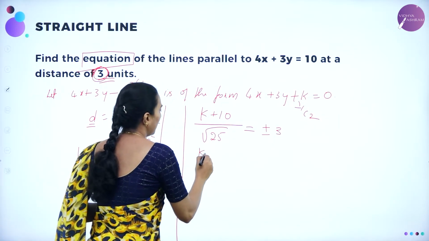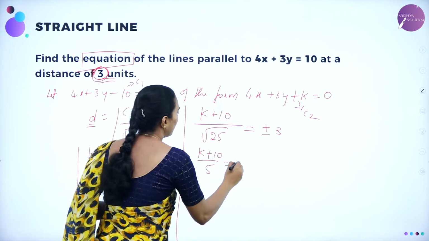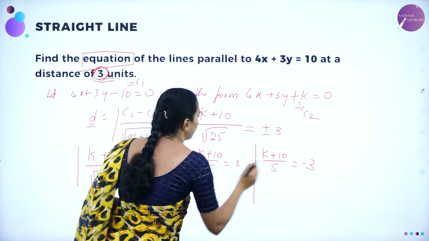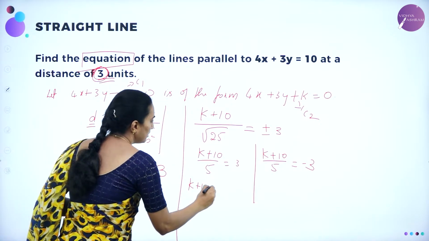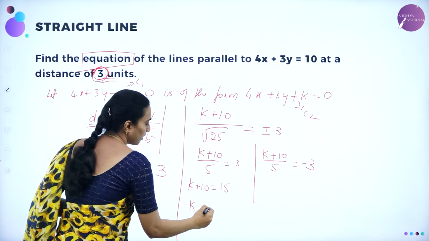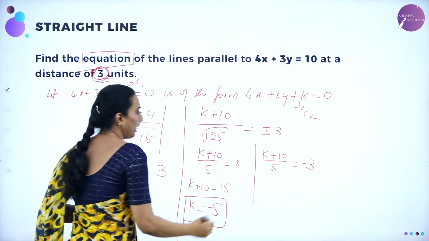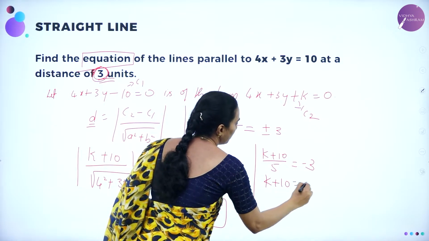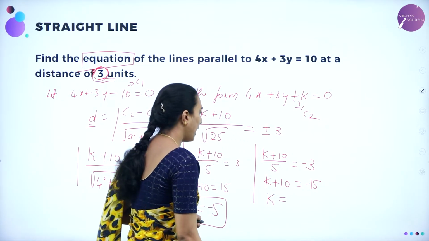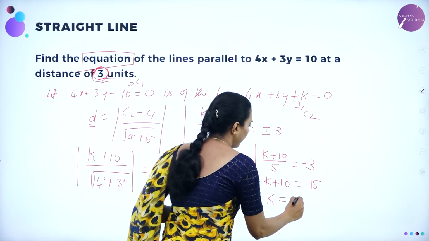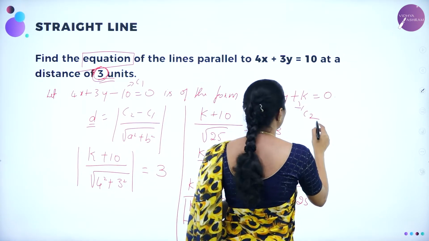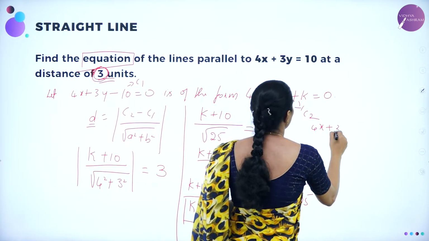Now equating this, k plus 10 divided by 5 is equal to plus 3 and k plus 10 divided by 5 is equal to minus 3. Now k plus 10 is equal to 5 3s are 15. So k will be 15 minus 10, which is 5, one value. For the other value, k plus 10 is equal to minus 15, otherwise k will be minus 15 minus 10, which is minus 25. So therefore the equation of the line, putting the k value as 5, is 4x plus 3y.